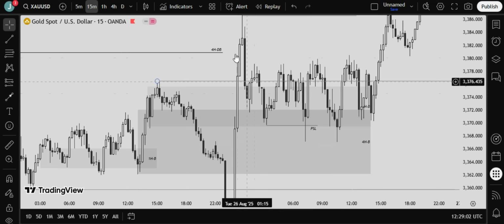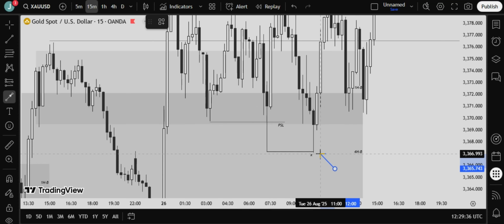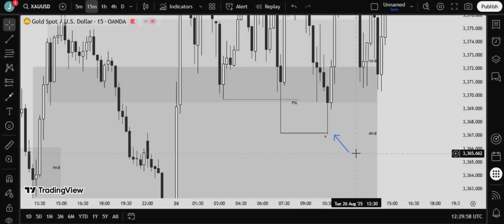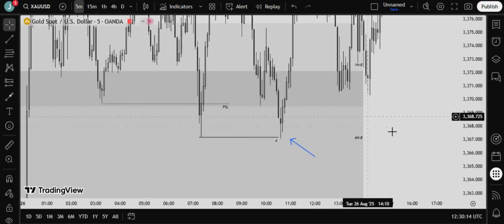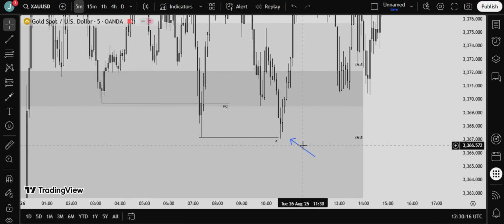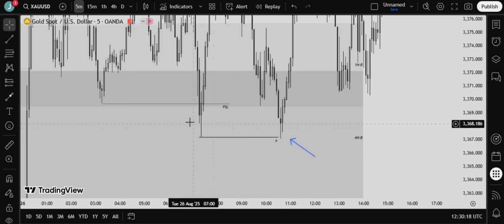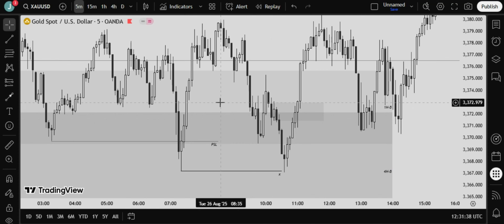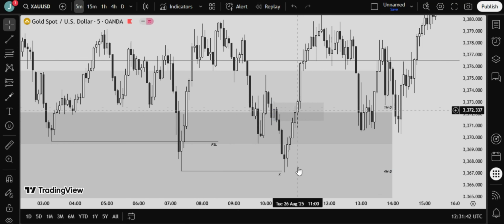So let me mark it for you. So you can see it's right here. Price came to sweep this low. This is what I'm looking for. So after that, I will go to the 5-minute time frame to look for my entry confirmation. So when I'm on the 5-minute time frame, what I really need here is a 5-minute breaker block to form. You can see this is right here.